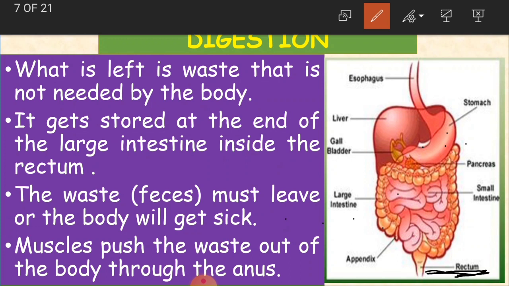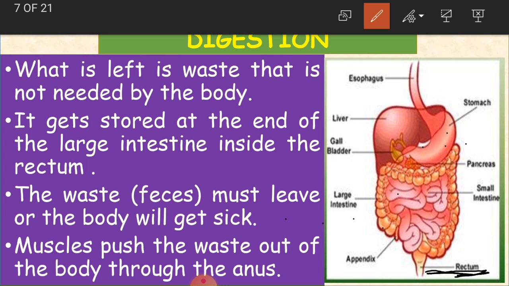And now what happens? The waste, that is the feces, must leave or the body will get sick. So I already said the waste must be removed from the body. If the waste is not removed from the body, we will get sick. It means it becomes unhealthy for the body. So that is why the waste must be removed.